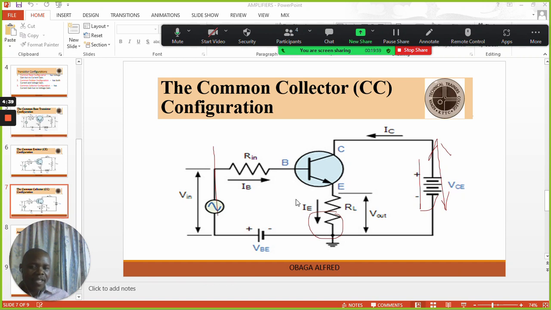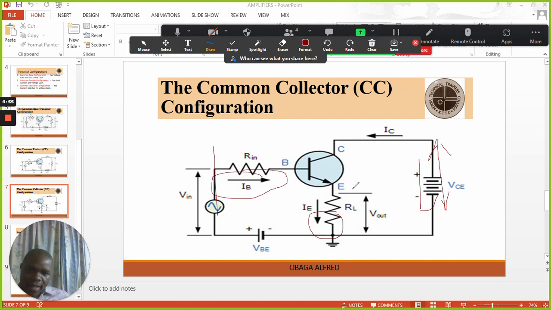Basically this means that the emitter current is the sum of both the base current and the collector current. At this point, the base current is moving in this direction and the collector current is moving in this direction. So the emitter current is equivalent to the sum of these two currents, which is the base current and the collector current.